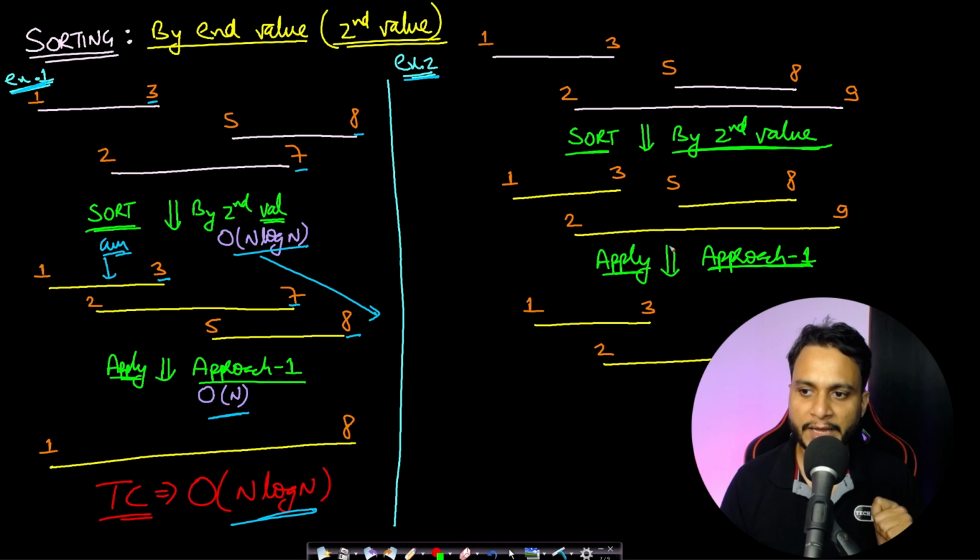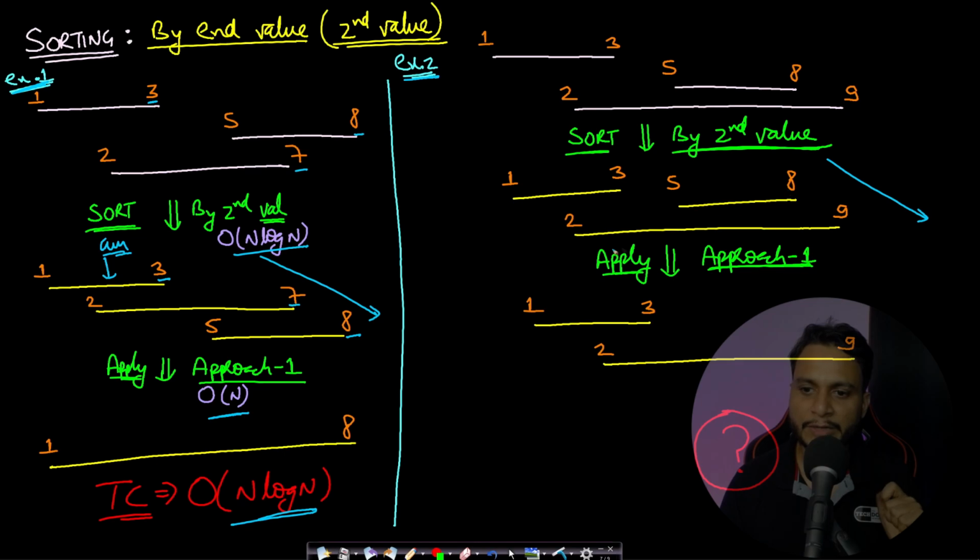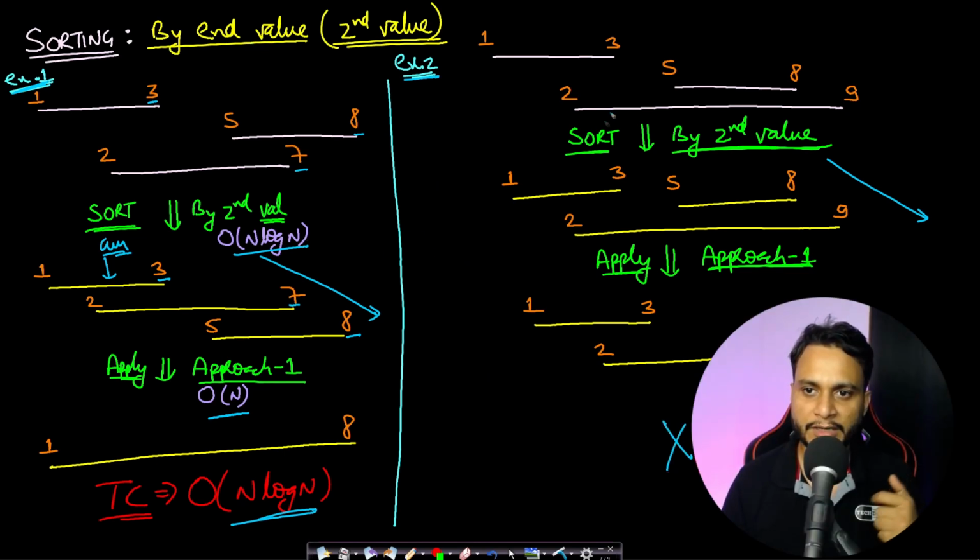Now if you apply approach 1 solution again, which is order of n merging, then you will see that you will get 1 to 3 as a different interval and 5 to 8 will be merged with 2 to 9, and hence you will get 2 to 9. So it will give you two different intervals, 1 to 3 and 2 to 9, but actually the answer should only have been 1 to 9. So this sorting by end value doesn't work, right? Didn't work on this example.